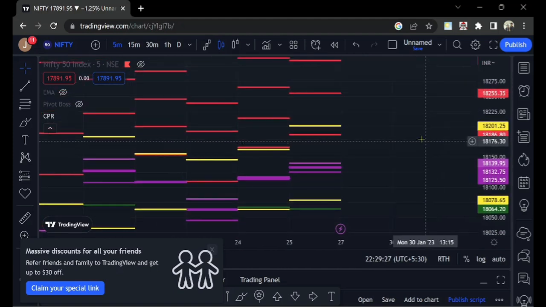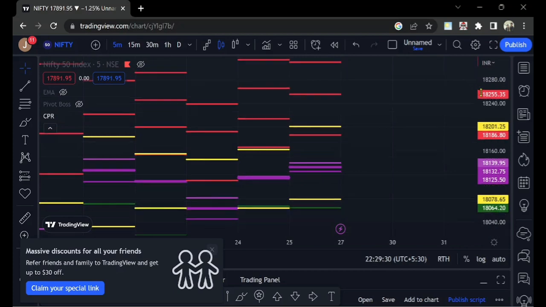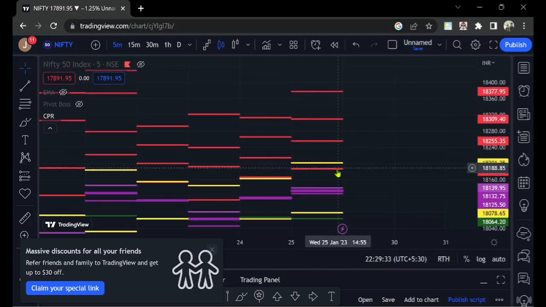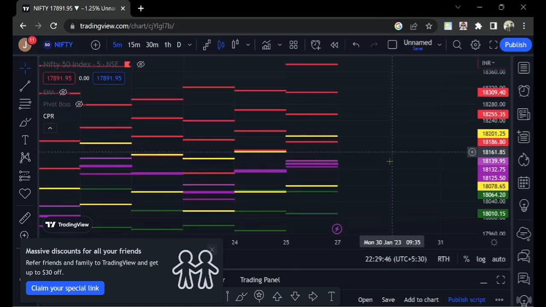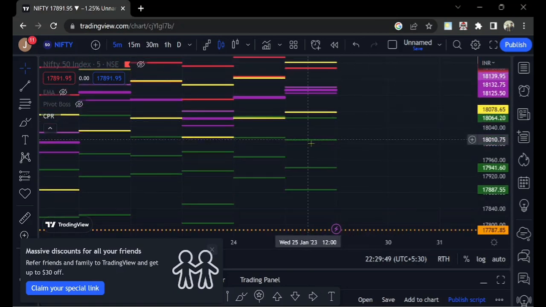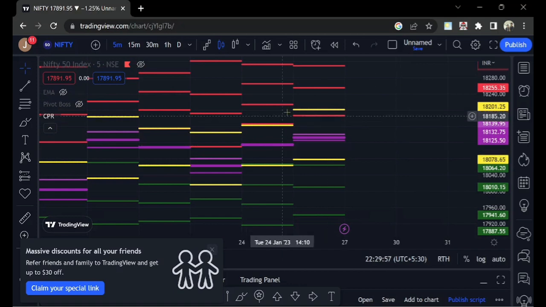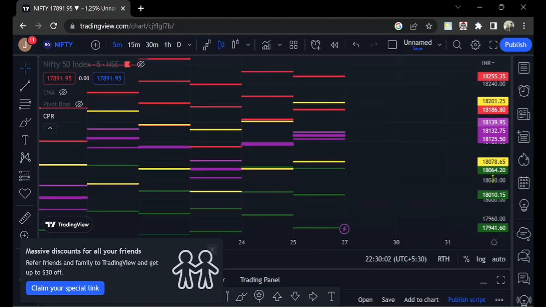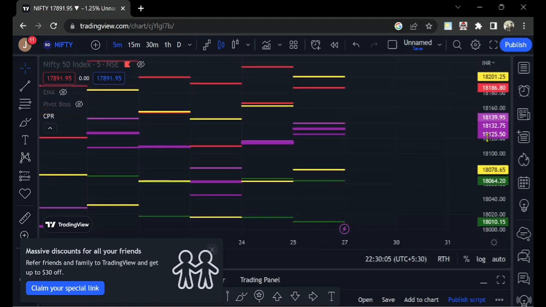Okay, next you can see red lines on the upper side of the CPR. These are called resistance lines. This one is R1, this R2, R3 and R4: resistance 1, resistance 2, resistance 3 and resistance 4. On the downside, you can see a few green lines, and these are support 1, support 2, support 3 and support 4. Okay, now you can see a few yellow lines here. These yellow lines are the previous day high and low of the chart.